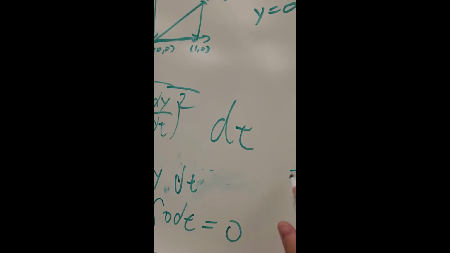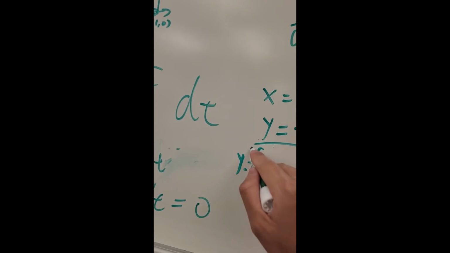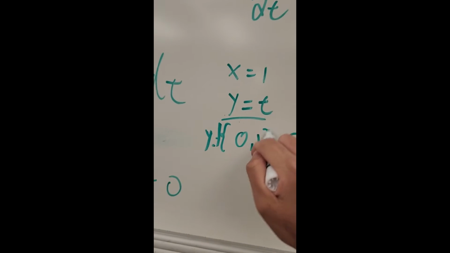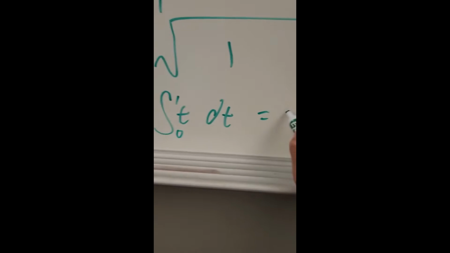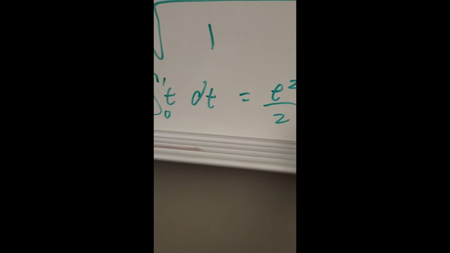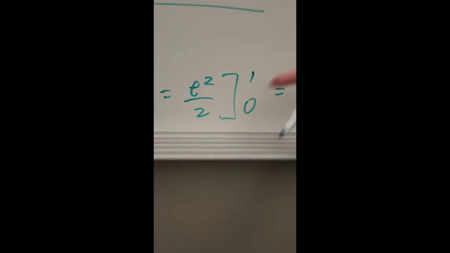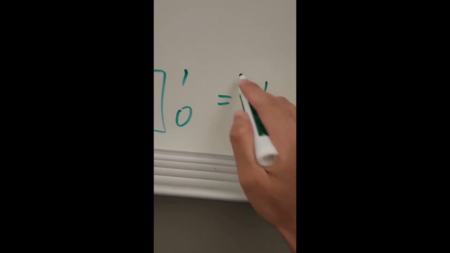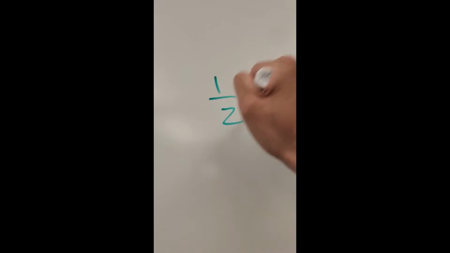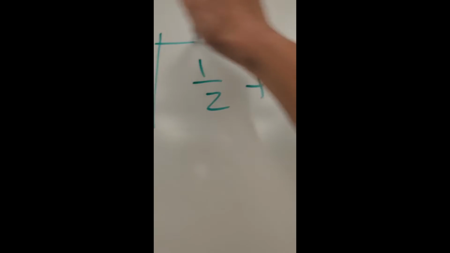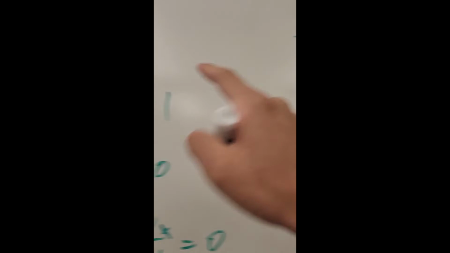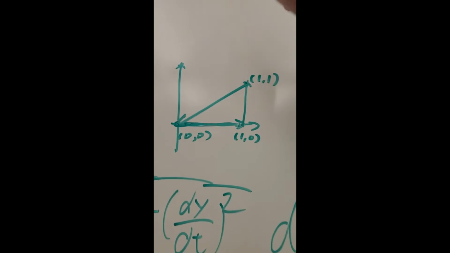Here, because y is going from 0 to 1, t is also 0 to 1, so it's just equal to t squared over 2, and then from 0 to 1, so 1 becomes 1 over 2. So this one is 1/2. We put it there, we plot something, that will be our final answer. So this thing will become this line.